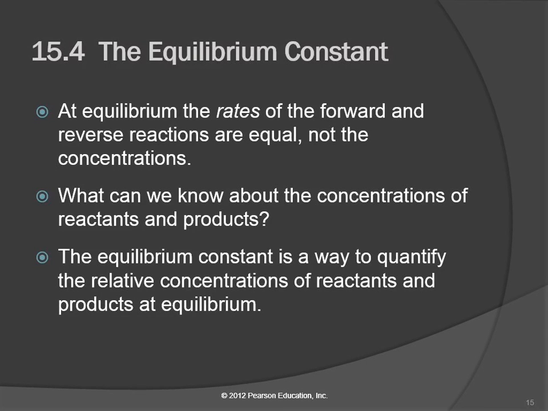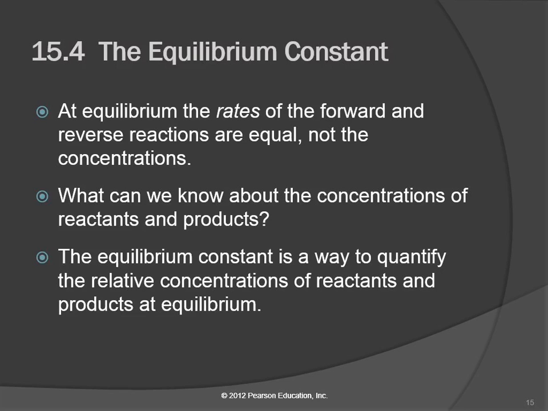So at equilibrium, the rates of forward and reverse reactions are equal, but the concentrations are not equal. The numbers of people on each side of the river are not equal. Well, what can we figure out about those concentrations of reactants and products? Can we measure that or figure out what the ratio of reactants to products is?